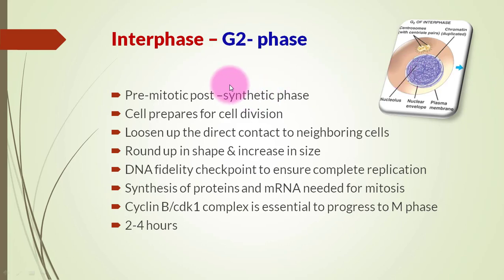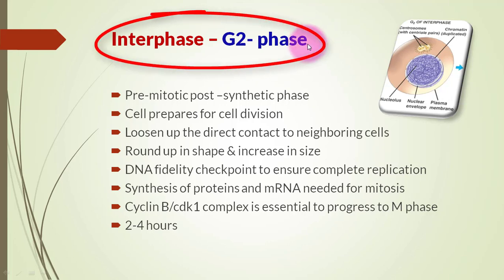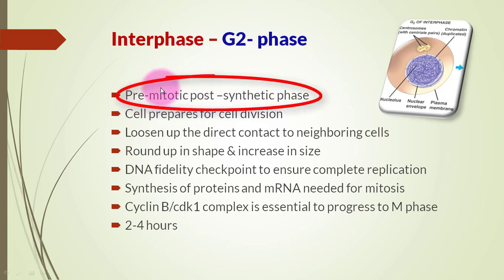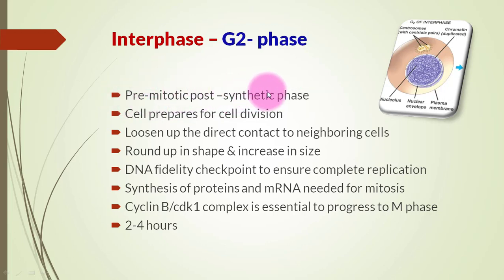The S phase is followed by the G2 phase. The G2 phase is a pre-mitotic post-synthetic phase. So it is a phase that precedes the mitosis and follows the synthesis S phase. During this phase, the cell basically prepares itself for cellular division. How? It synthesizes all the proteins and messenger RNA, and it accumulates all the nutrients required during the M phase, and it also loosens up the direct contact to neighboring cells so that it prepares itself for the actual cell division. It takes the round shape and increases in size. So all these events happen and occur during this phase.